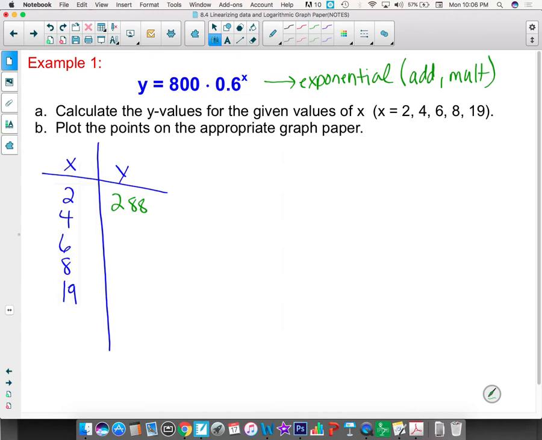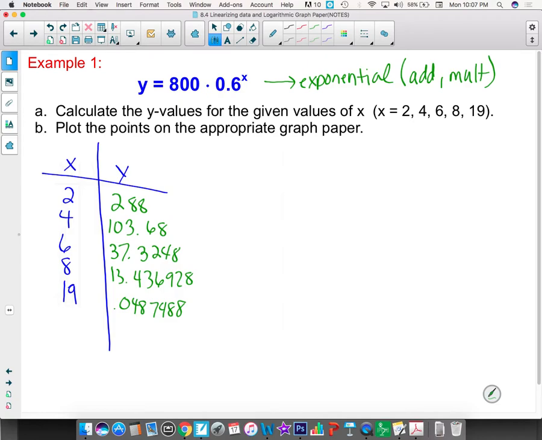I plug a 4 in. We get 103.68. And I plug a 6 in. 37.3248. We'll just use all the decimal places we got here. Plug an 8 in. Get a little bit more. And plug a 19 in. And we got 0.048748. Okay? So those are our y values that we got.